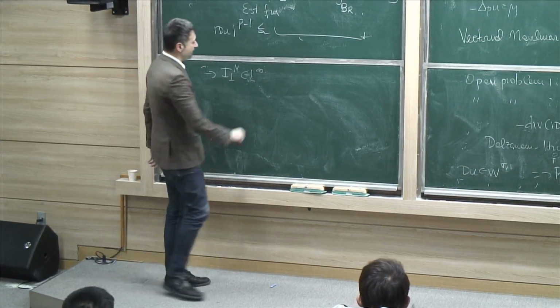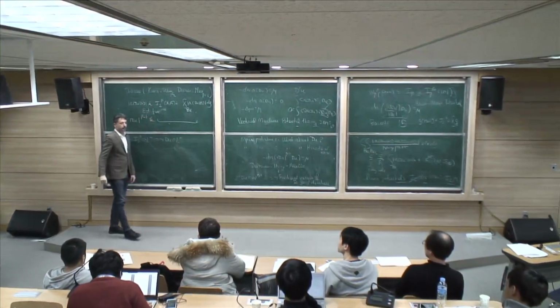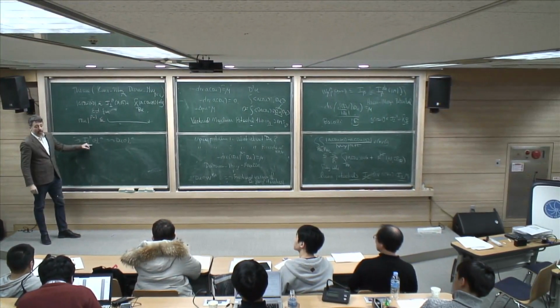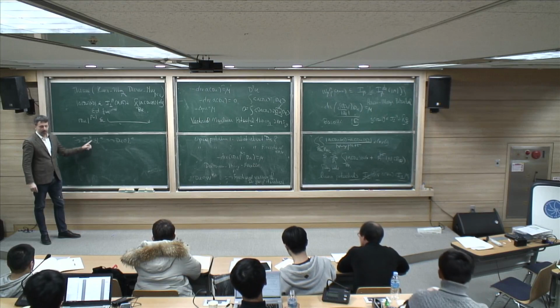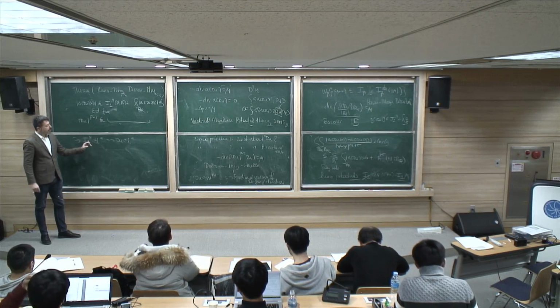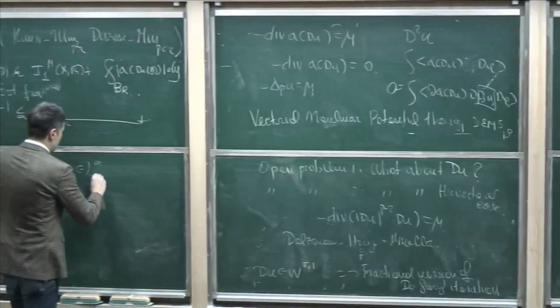If this belongs to L infinity, then trivially Du belongs to L infinity. Okay, observation. Is this condition depending on p? The answer is no, because this is a Riesz potential, and it has nothing to do with p. So the condition for the gradient to be locally bounded is independent of p.